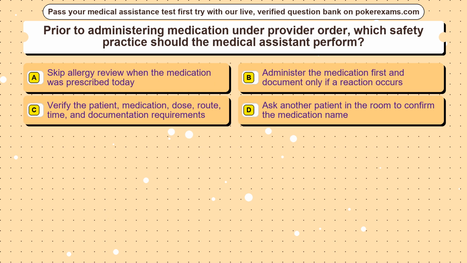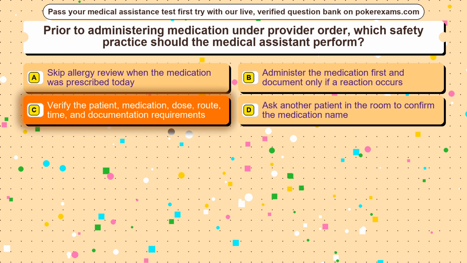Question 79. Prior to administering medication under provider order, which safety practice should the medical assistant perform? Option A. Skip allergy review when the medication was prescribed today. Option B. Administer the medication first and document only if a reaction occurs. Option C. Verify the patient, medication, dose, route, time, and documentation requirements. Option D. Ask another patient in the room to confirm the medication name.